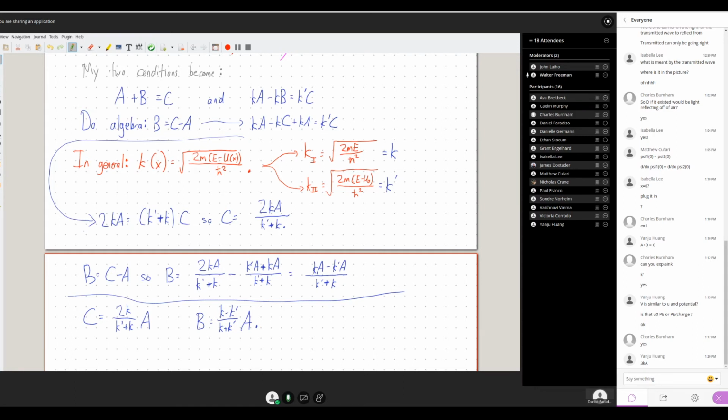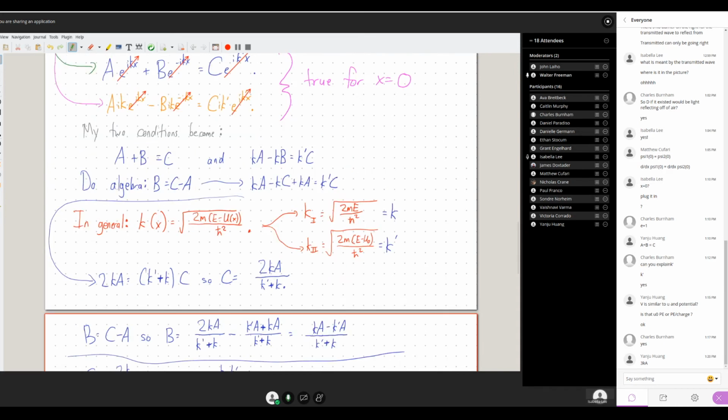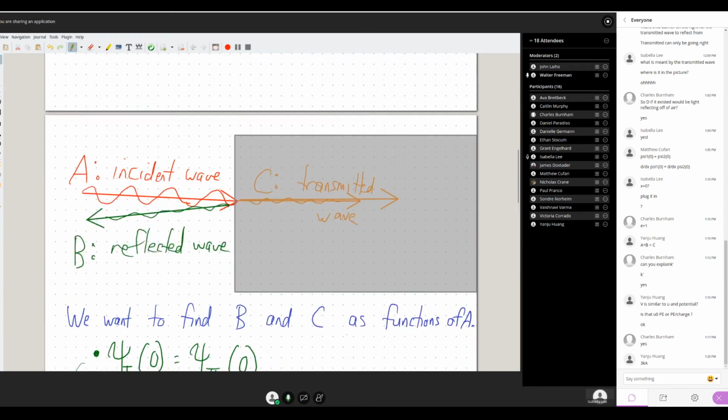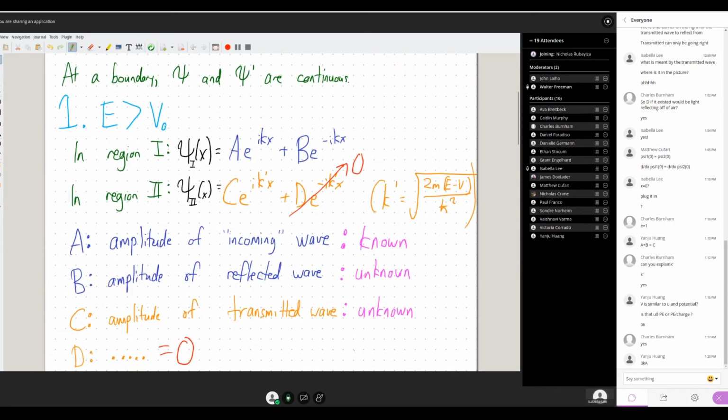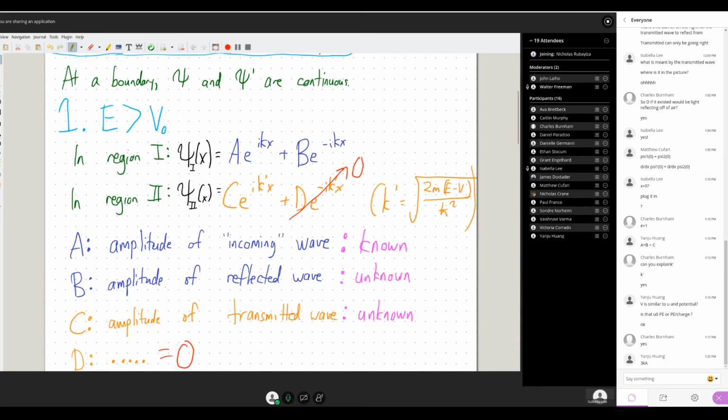Are there any questions about what we just did? Those are the wave functions of the transmitted and reflected waves. The wave functions that we wrote down, remember, were these things. So here are our wave functions. Now we know A, B, and C. Those are the amplitudes.